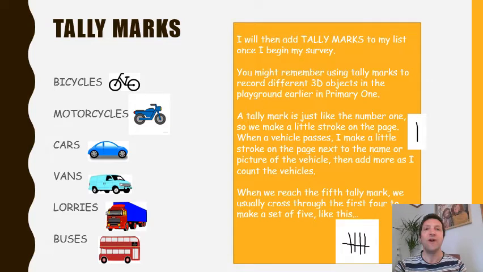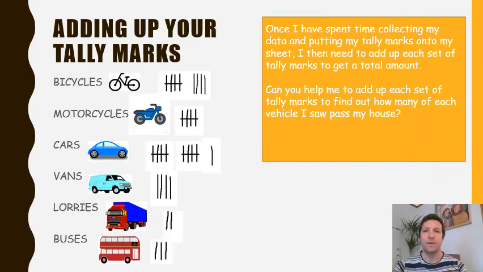When we reach the 5th tally mark, 1, 2, 3, 4, 5, we usually cross through the first 4 to make a set of 5, like this. Once I have spent time collecting my data and putting my tally marks onto my sheet, I need to then add up each set of tally marks to get a total amount.